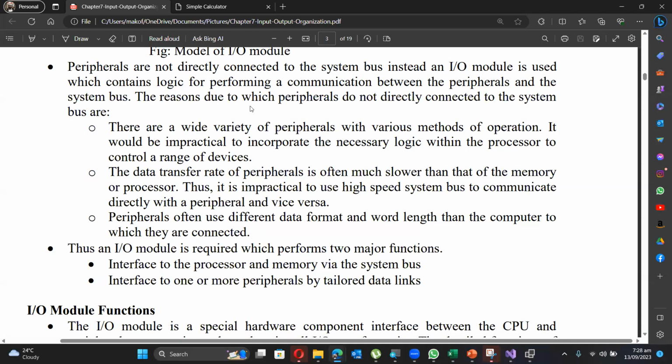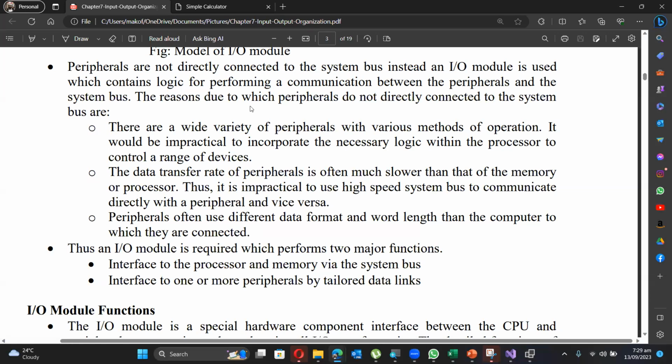The data transfer rate of peripherals is often much slower than the memory and processor. Thus, it is necessary to use a high-speed system bus to communicate with the peripherals and vice versa. So technically, it's like this. If, let's say, your system's processor is so fast that it processes at a very fast rate, having a buffer will allow you to control the rate at which it transfers data. You can tell it, hey, slow down, the USB that is coming is 2.0, so you slow down. Okay, it is 3.0, so you can go faster, and so on and so forth.